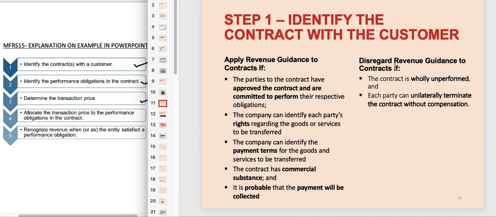Disregard revenue guidance for the contract if the contract is wholly unperformed. That means the entity is unable to fulfill its obligation to the customer, or each party, which refers to the business or the customer, can unilaterally terminate the contract without compensation, which means you can cancel the contract without the need to pay any parties. If this condition happens, then we would say that the contract does not exist, and therefore you cannot recognize it as revenue.